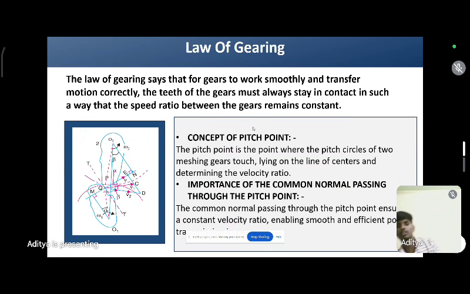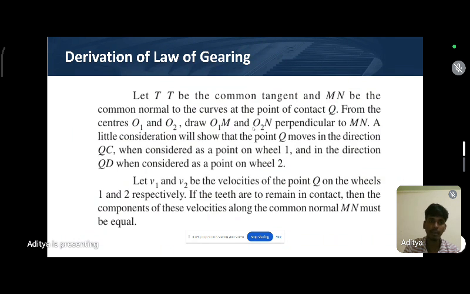Then we come to the law of gearing. The law of gearing says that for gears to work smoothly and transfer motion continuously, the teeth of the gears must always stay in contact in such a way that the speed ratio between the gears remains constant. This is the law of gearing.